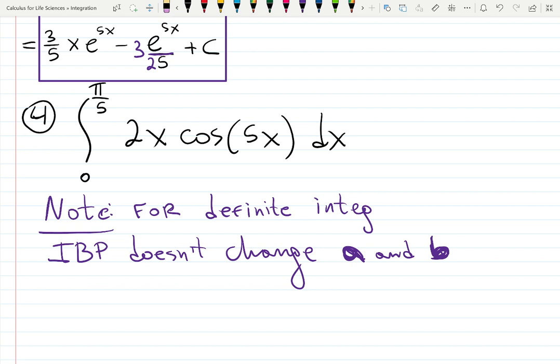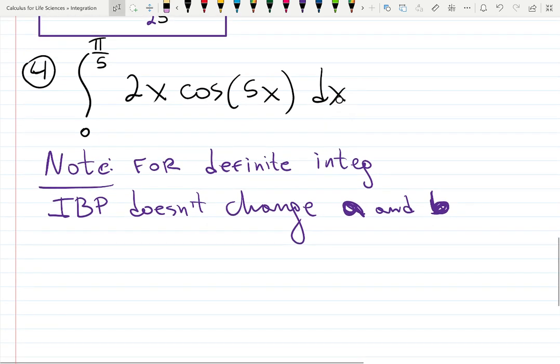Integration by parts is calling names. I'm calling this piece U and this piece dv, so I'm not changing one integral into another. I'm just renaming them. That is a difference. Very interesting idea here. So let's do it. After this note, it actually makes it easier because it means 0 and pi over 5 will stay 0 and pi over 5.